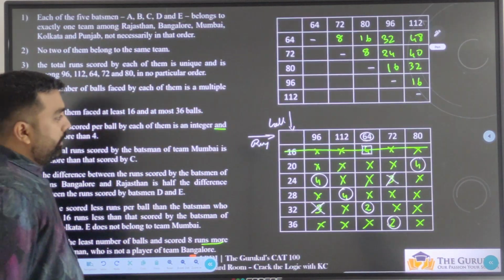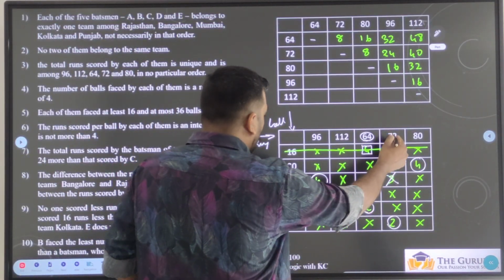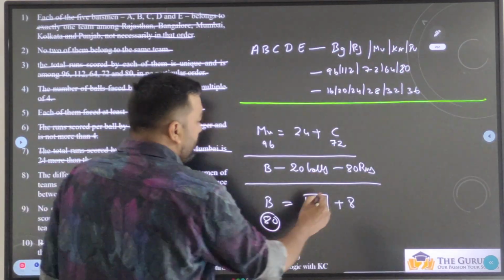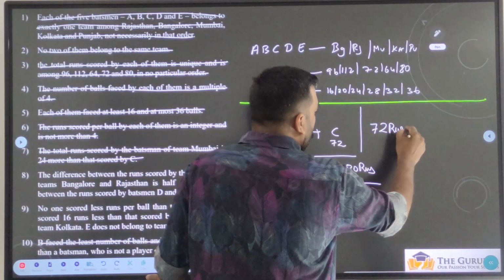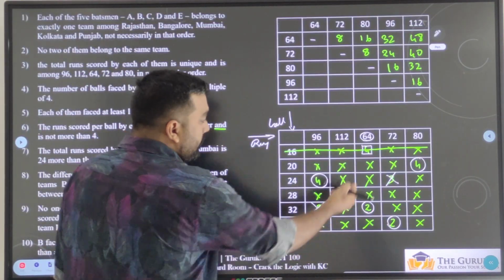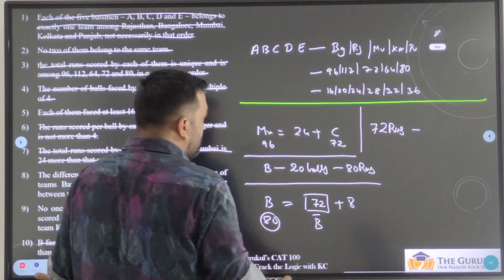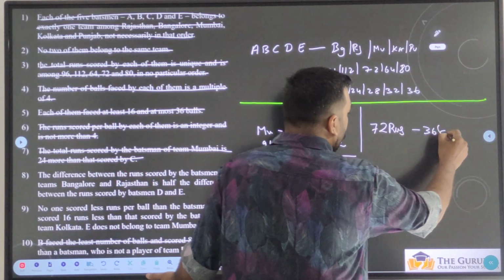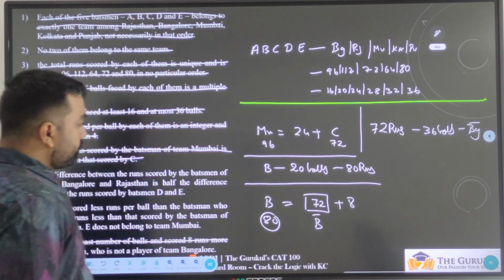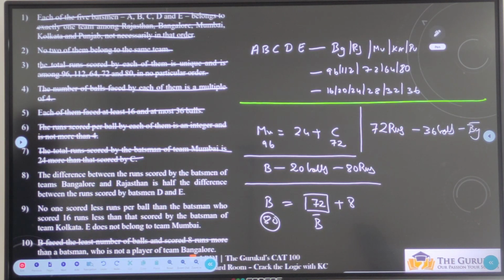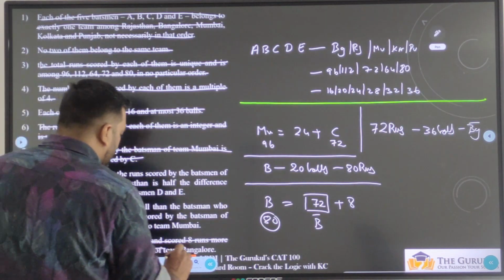So what can I say? The person who got 72 runs is having how many balls? 72 runs faced 36 balls, and he is not from Bangalore. Clear with this? Perfect. Who is not from Bangalore? This statement is also done.